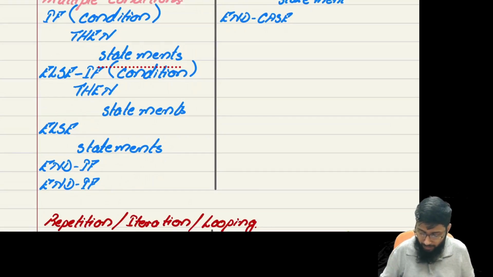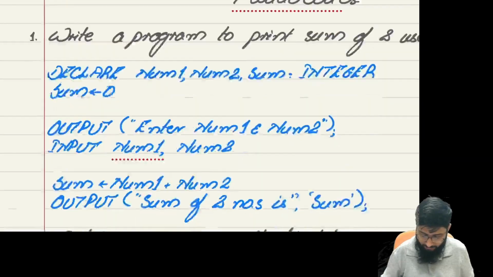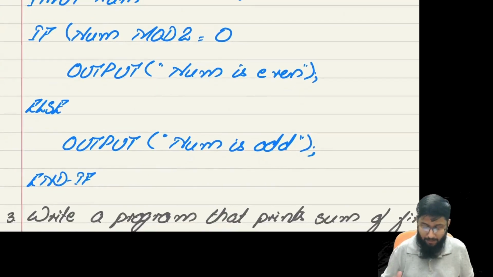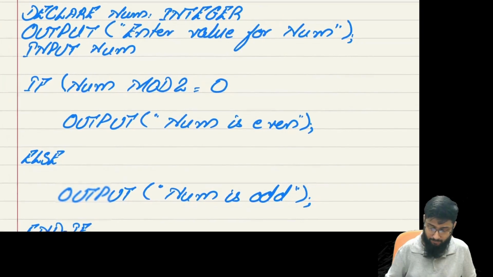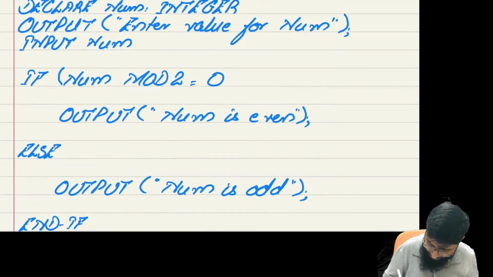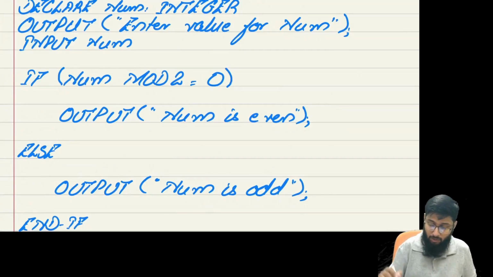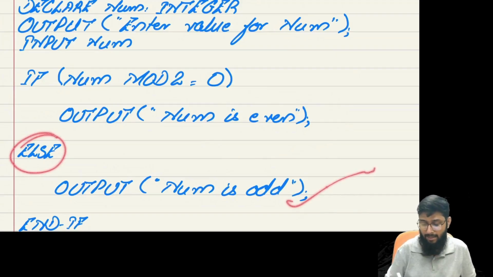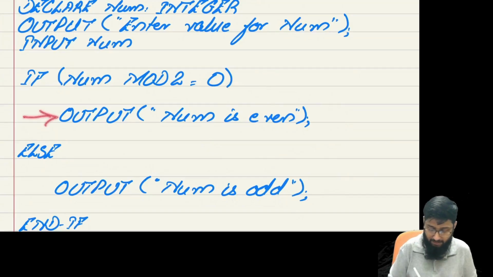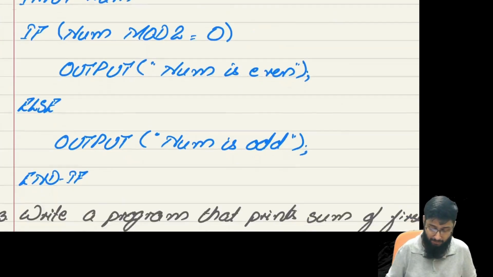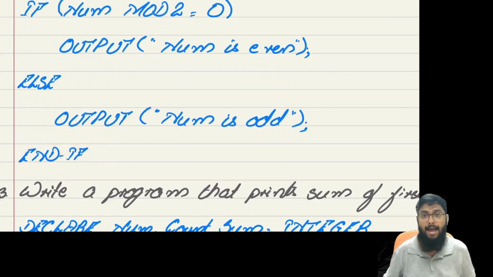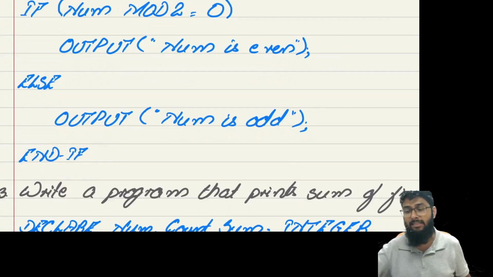Now what we were actually discussing was the second program. So if num mod 2 equals 0, this statement is going to be executed, else this other statement is going to be executed. That means if the condition is fulfilled, this statement will be printed, otherwise this statement is going to be printed, and then finally we have an end if. So this is how the selection programs work. In the next video we will be discussing iteration, the looping part.